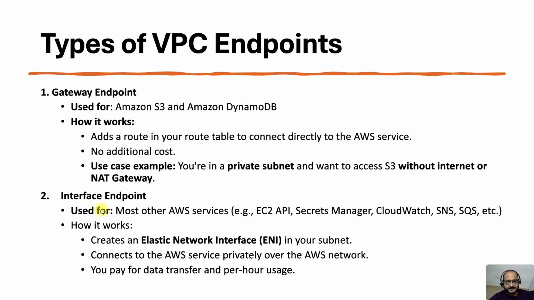Another endpoint we have is the interface endpoint. This is generally used for other AWS services like the EC2 API, Secrets Manager, CloudWatch, SNS, SQS, and so on. How it works: it creates an elastic network interface in your subnet, and then it connects to the AWS service privately over the AWS network. And here you have to pay for data transfer and per-hour usage also. So you have to keep this in mind. Today we are going to do a demo on gateway endpoints. Maybe in another video we will create a demonstration for the interface endpoint as well.